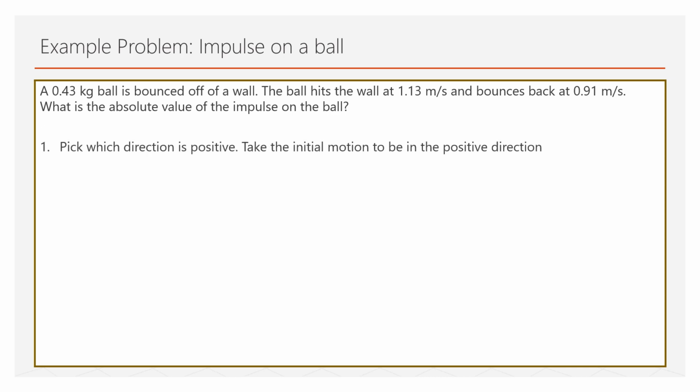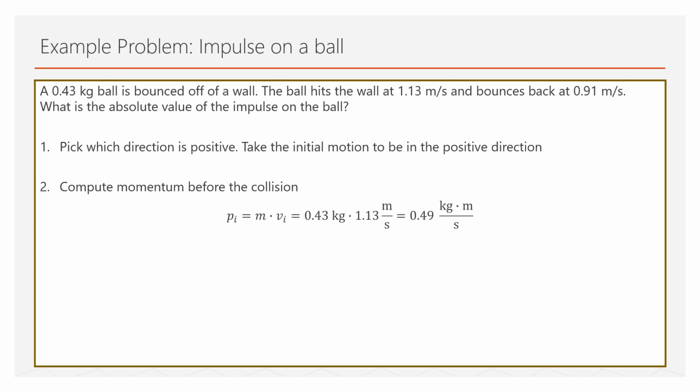The first step is to pick which direction is positive. And for this example problem, we will take the initial motion to be in the positive direction. Next, we will compute the momentum of the ball before the collision.